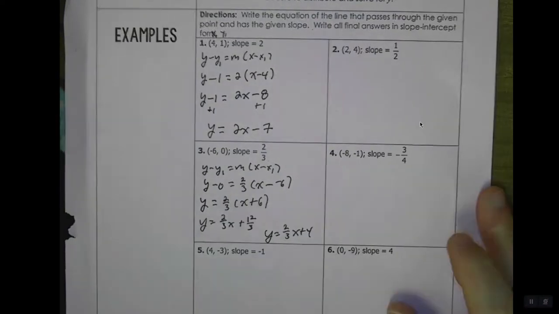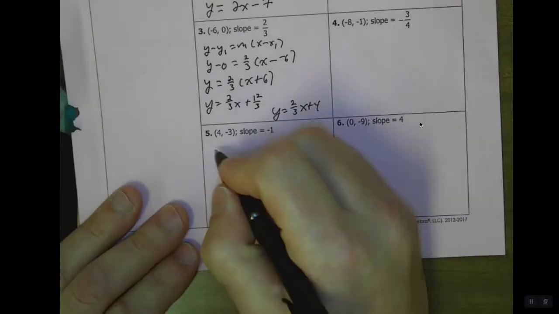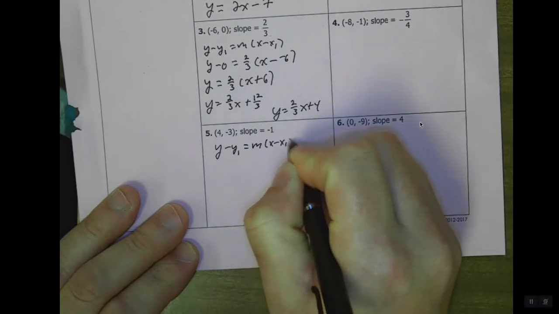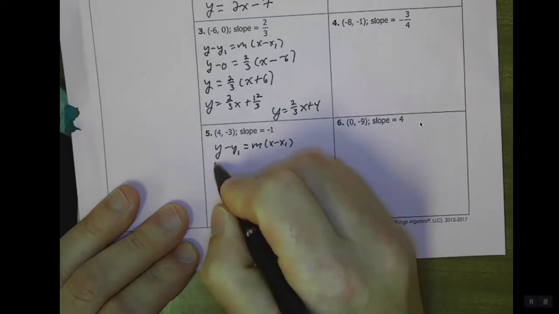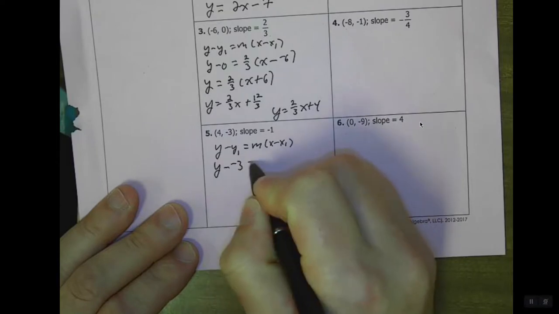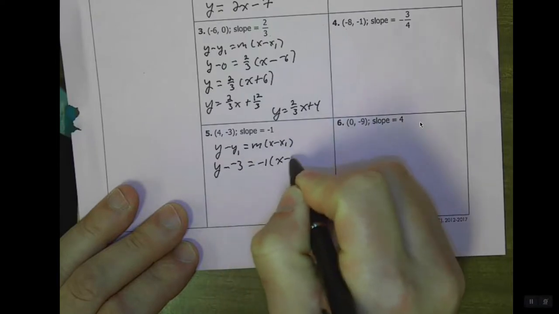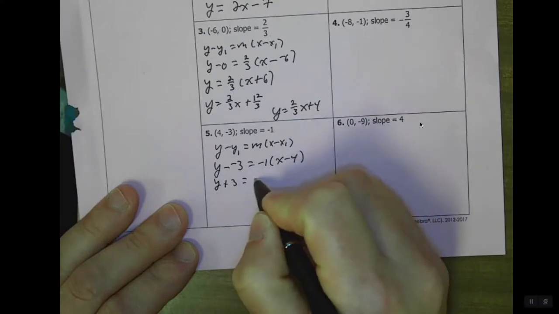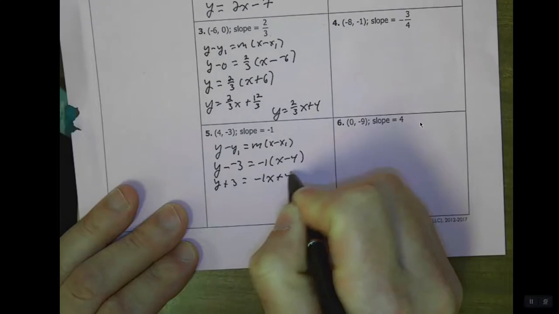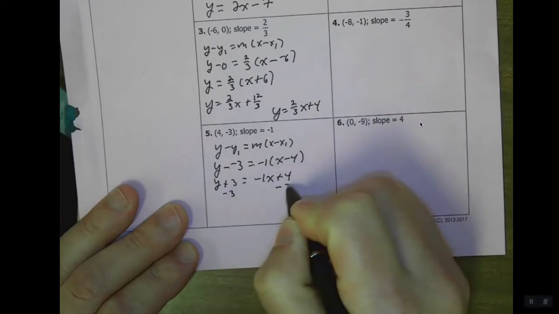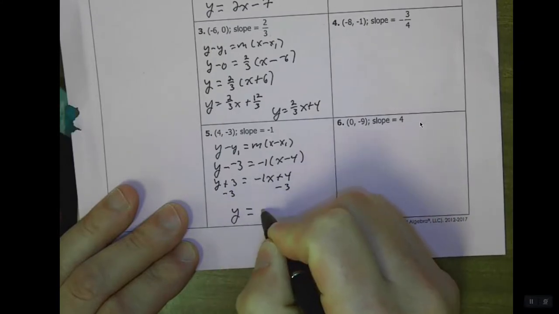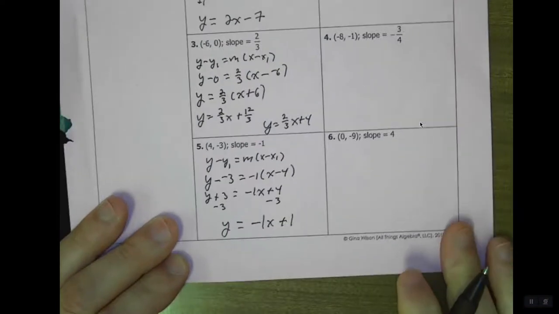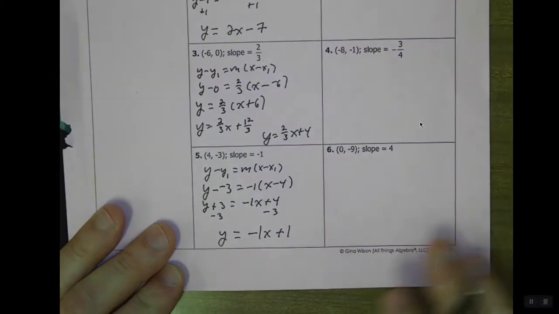Number 5. If you do y minus y1 equals m times x minus x1, fill in the blanks: y minus negative 3 equals negative 1 times x minus 4. This becomes y plus 3. I'm going to distribute that negative 1, so negative 1x plus 4. I subtract 3 here and I subtract 3 here. I get y equals negative 1x plus 1. Seems pretty easy. Why don't you pause the video and try number 6.